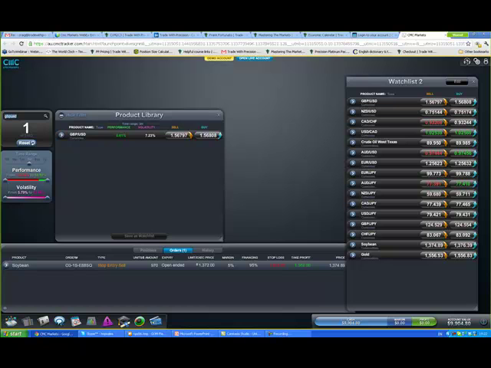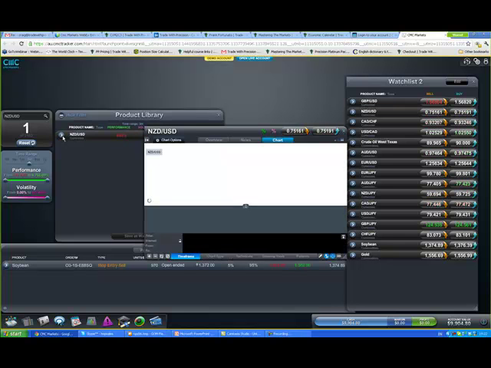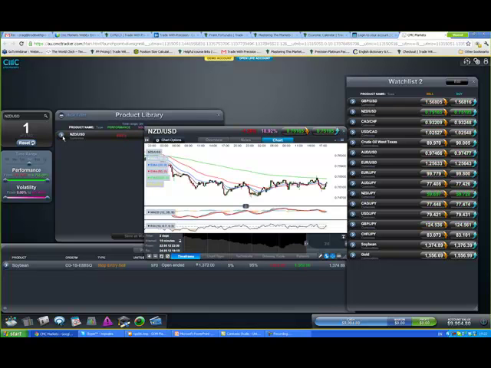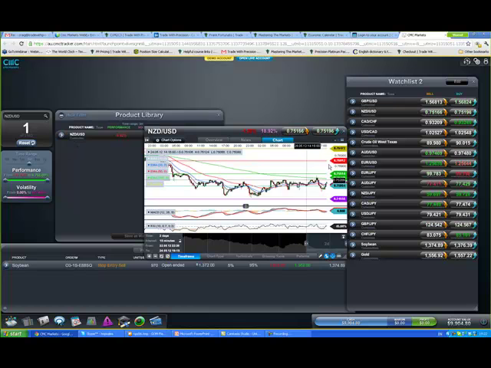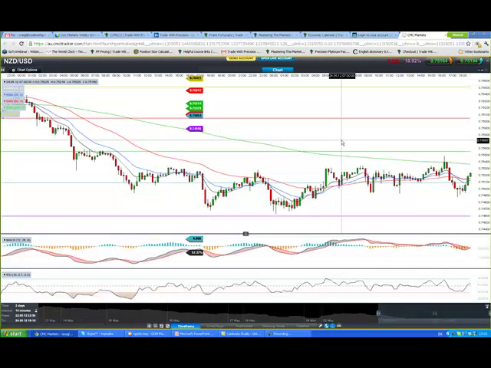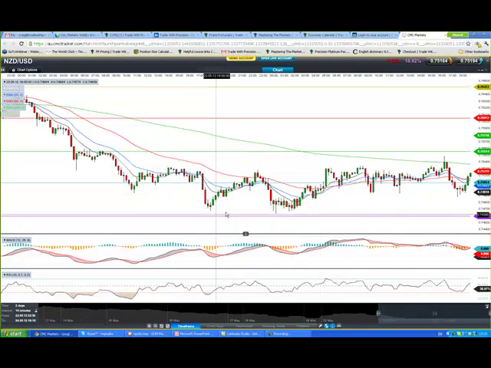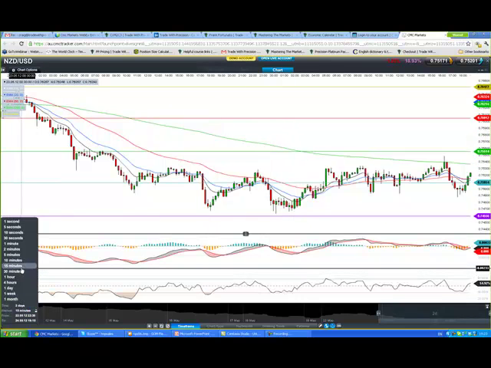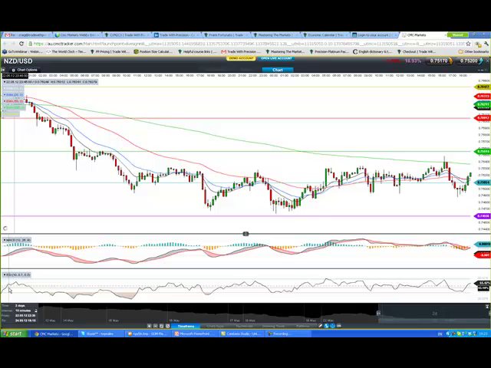Now we're going to go down to NZD US dollar. Whoops, there it is. Alright, let's blow this puppy up. We start on the 15 minutes here. Let's go out to the daily. Daily chart.